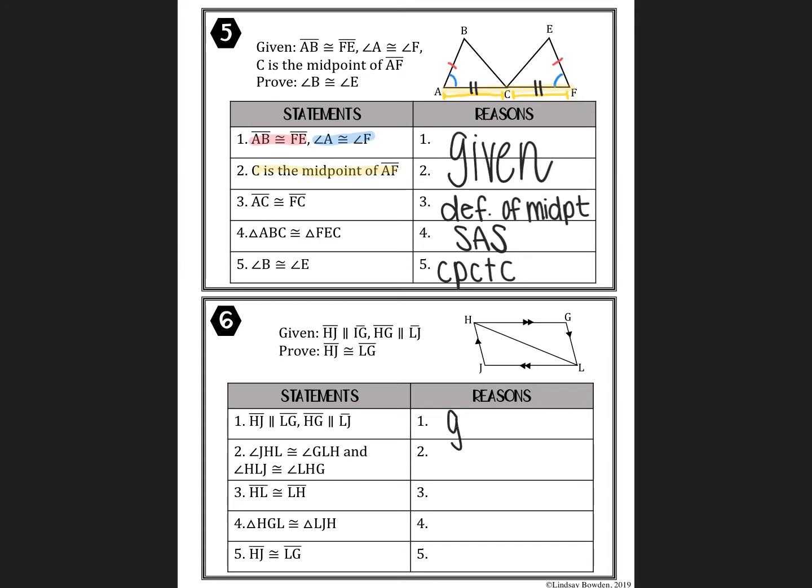For proof 6, the first reason is given, and they've already marked those parallels with the arrows. The part they haven't marked is the statements for number 2. So just in case you forget, you can highlight these parallel lines and the transversal that they touch, and it outlines those angles for you. So here you have JHL, and here you have GLH, and those are alternate interior angles.